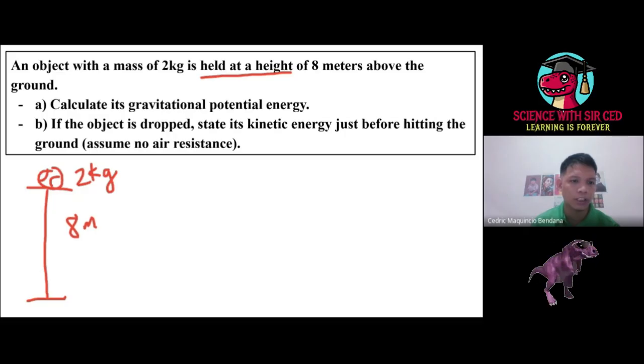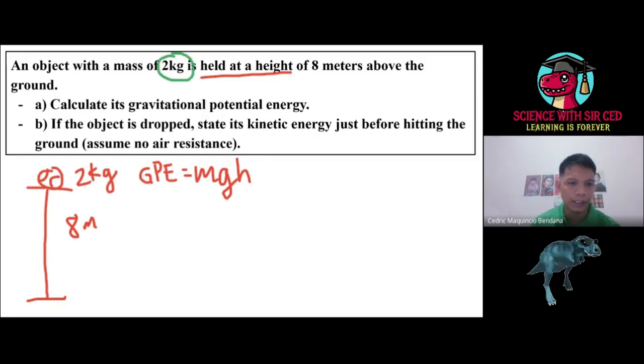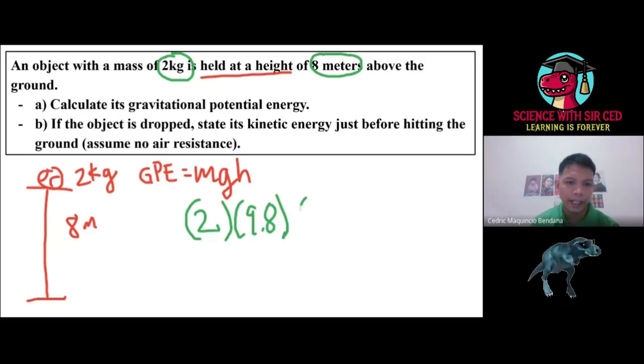So if we're going to talk about the GPE, GPE is very easy with this one, because GPE is equivalent to mass, gravity, multiplied by the height. Let's check if the variables needed are all present. Is there mass available? Yes, 2 kilograms. Is there gravity? Yes. Although it's not stated, it's still given, 9.8 meters per second squared. Is there height available? Yes. So if everything is given, we can calculate GPE, gravitational potential energy, wherein mass is 2 kilograms, gravity is 9.8, and the height is 8 meters.